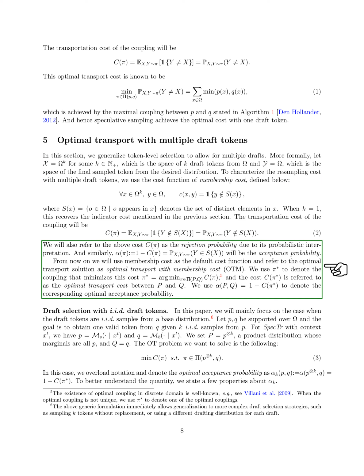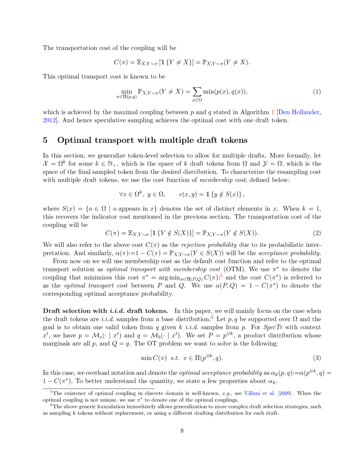We'll also refer to this cost as the rejection probability. Similarly, the acceptance probability will be 1 minus the rejection probability. From now on, we'll use membership cost as the default cost function and refer to the optimal transport solution as optimal transport with membership cost. We'll denote the coupling that minimizes this cost as pi star. The cost C, pi star, is referred to as the optimal transport cost between P and Q. We'll denote the corresponding optimal acceptance probability as alpha, P, Q, equals 1 minus C, pi star.